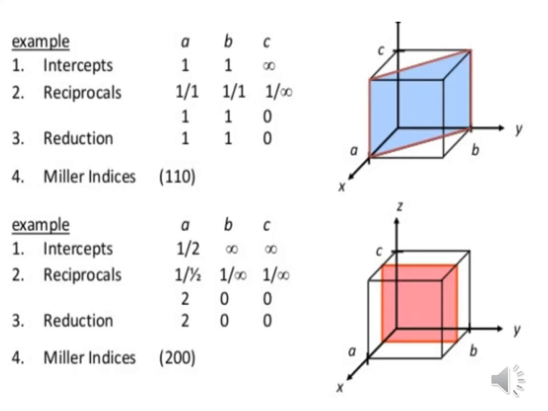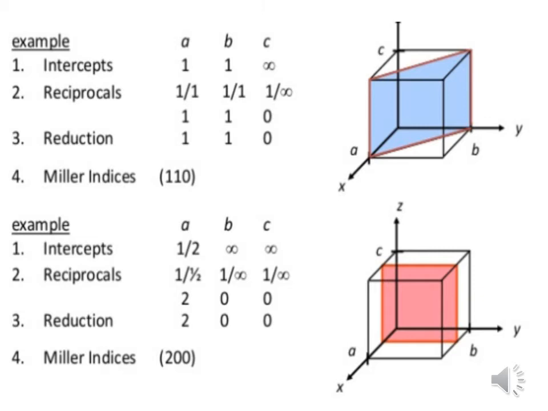For example, Miller indices: 3 axes X, Y, Z, and 3 intercept values 1a, 1b, infinity c. The 3 intercept coefficients are 1, 1, infinity. The reciprocal values of the intercepts are 1 by 1, 1 by 1, 1 by infinity. Reduce these reciprocal values and simplify: 1, 1, 0, and the reduction factors are found to be 1, 1, 0. Finally, the Miller indices (hkl) plane values are 1, 1, 0.